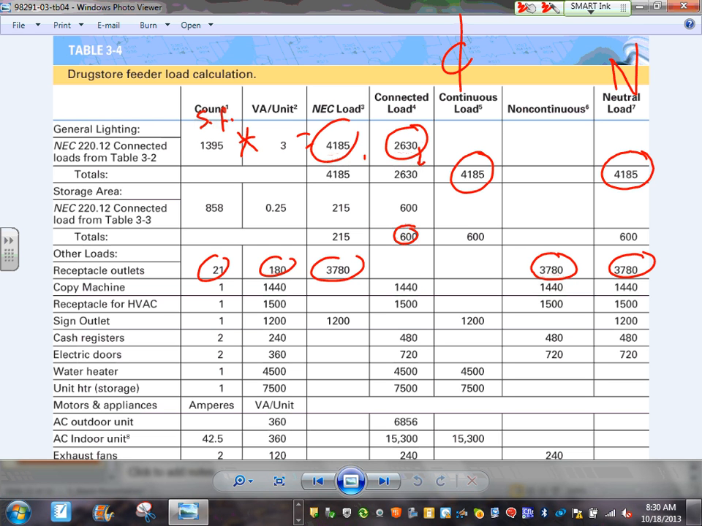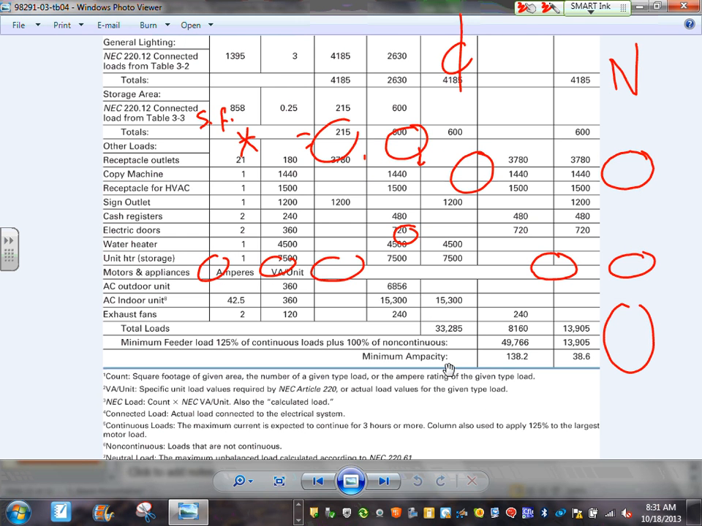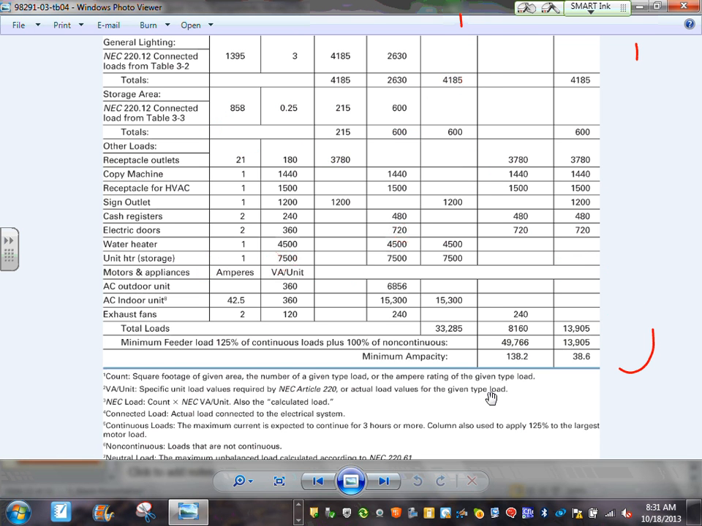They added them, and if they're continuous, they put them under continuous, so they can multiply them by 1.25. If they're non-continuous, they put them under non-continuous, and they also added them. If they are single phase, they added them to the neutral, so they can calculate the neutral. So that's basically what we did. I'm going to go all the way to the last one here, and see how they did the AC equipment. You guys have done that with me, so I'm not too worried about that.